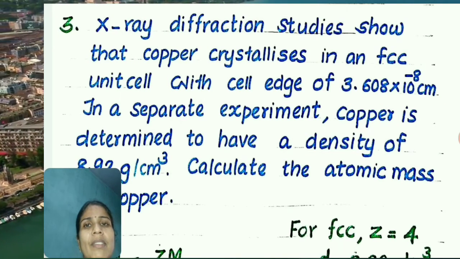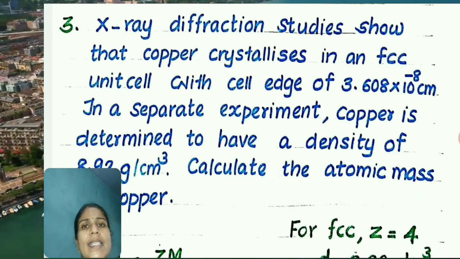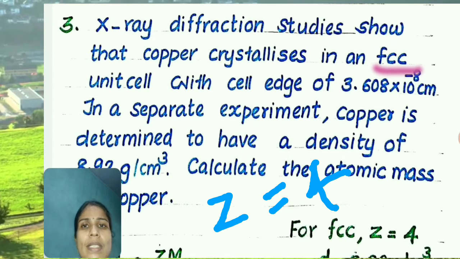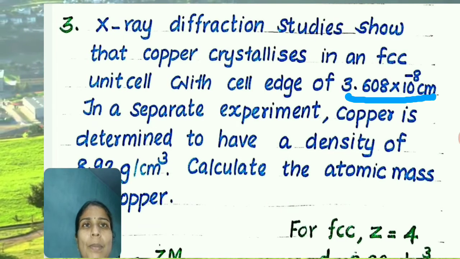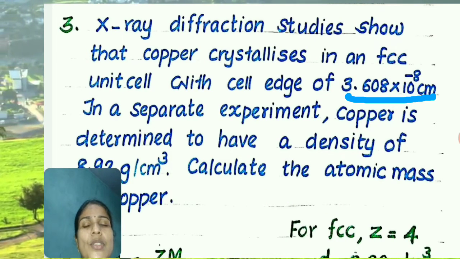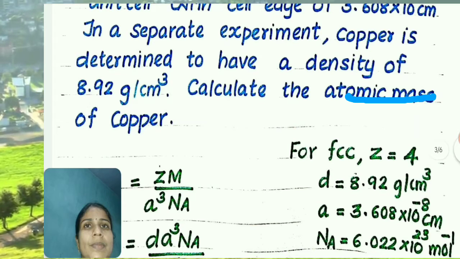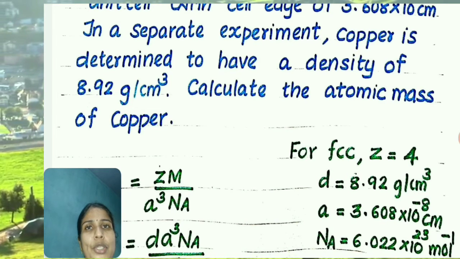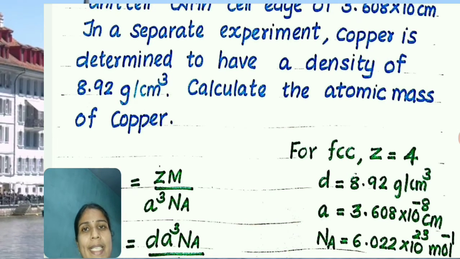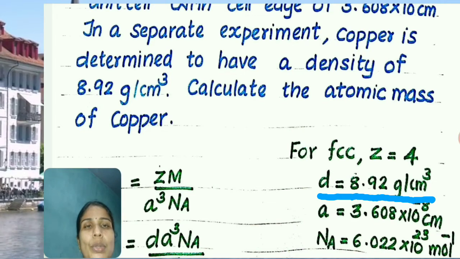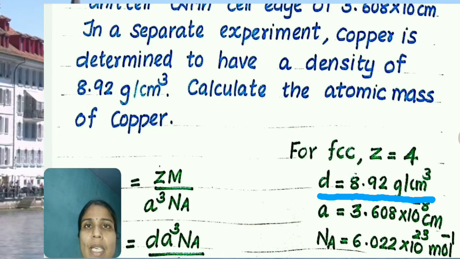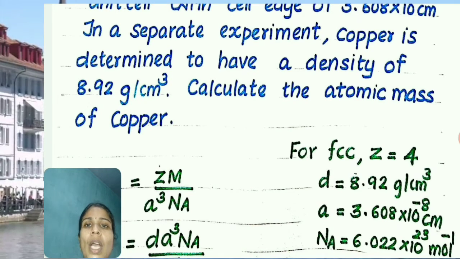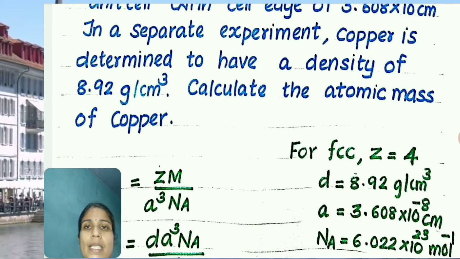So, here the given values are for FCC lattice Z is equal to 4. Then edge length is given. Cell edge means edge length. A is equal to 3.608 into 10 raised to minus 8 centimeter. In a separate experiment, copper is determined to have a density of 8.92 gram per centimeter cube. So, the density is also given. D is equal to 8.92 gram per centimeter cube. Then calculate the atomic mass of copper, atomic mass or molar mass, that is taken as capital letter M.